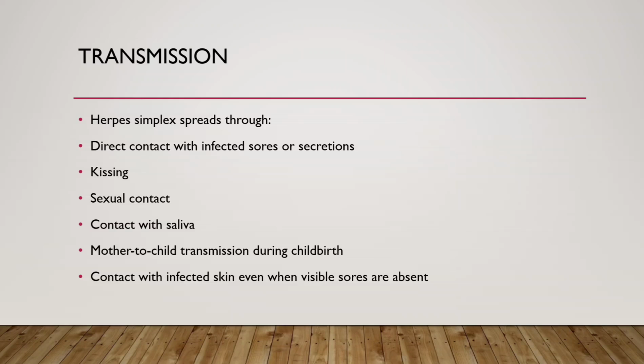Next, we are going to discuss the transmission of herpes simplex. Herpes simplex spreads through direct contact with infected sores or secretions by kissing, sexual contact, contact with saliva, mother to child transmission during childbirth, and contact with infected skin even when visible sores are absent.